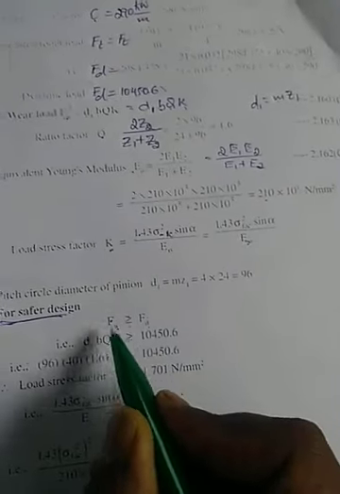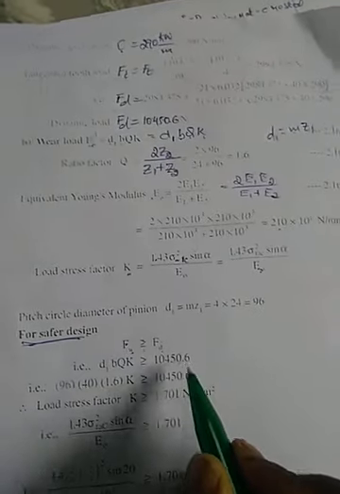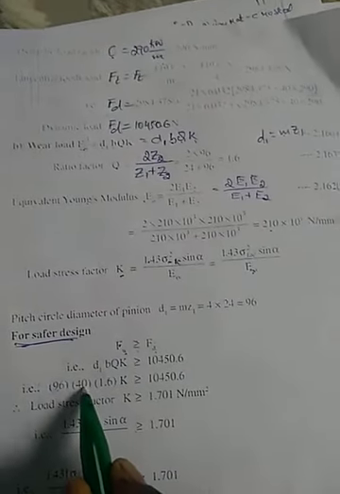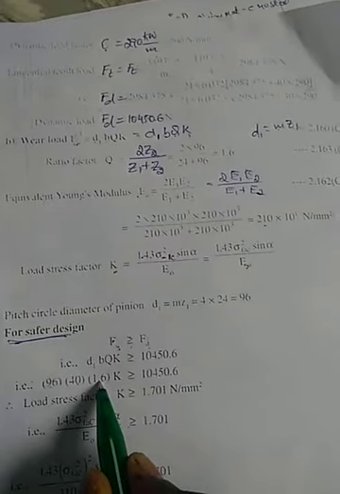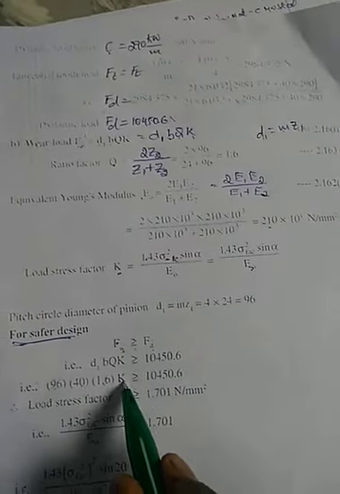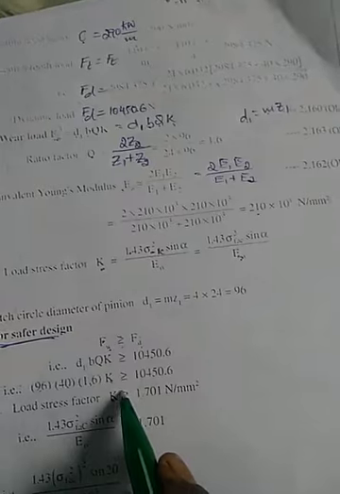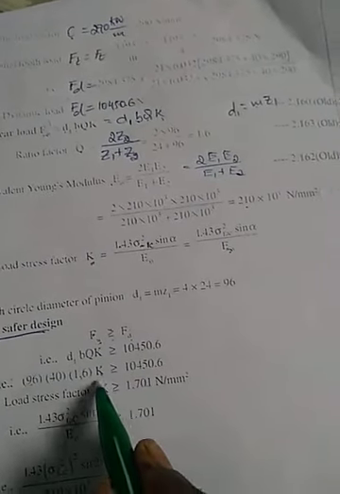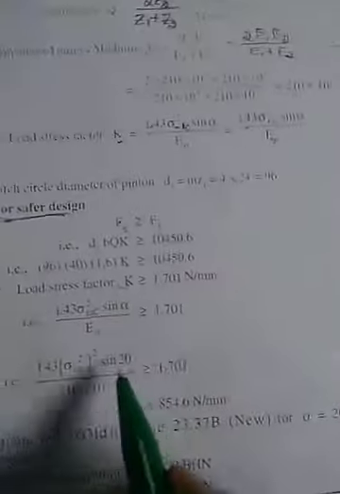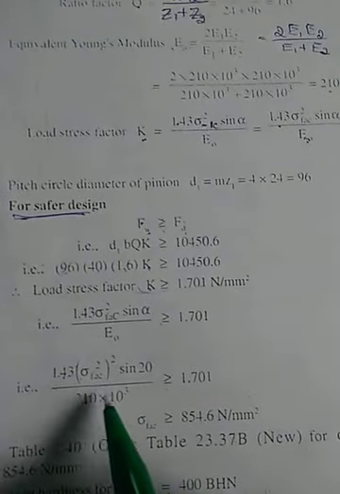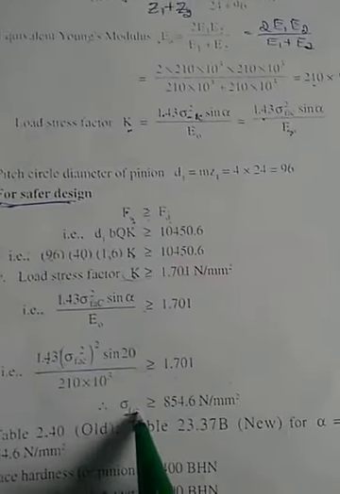Substitute the formula of Fw: D1BQK greater than or equal to the Fd value. Substitute the value of D1, substitute the value of B, substitute the value of Q, and keep K as it is. Why? Since we don't know sigma F here, we are calculating K. So K will finally be greater than or equal to 1.7. Now take the formula for K; this is the formula. From this equation, substitute the value of K greater than or equal to 1.7 and calculate sigma F.